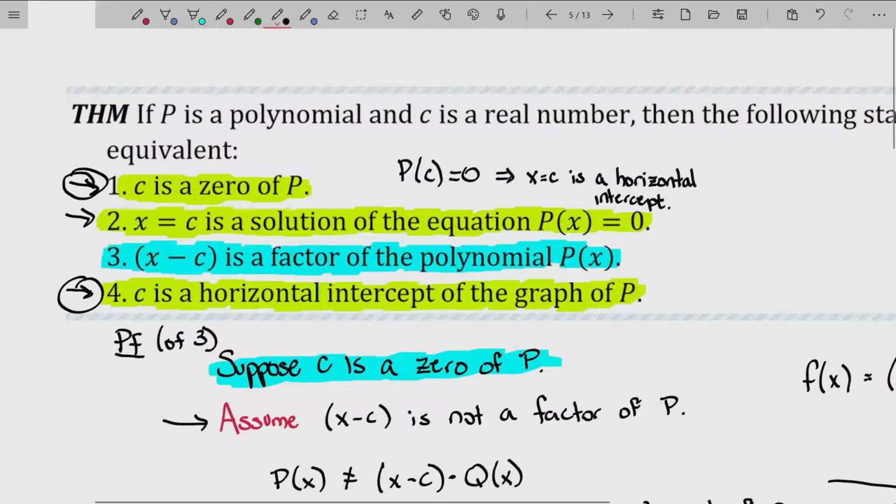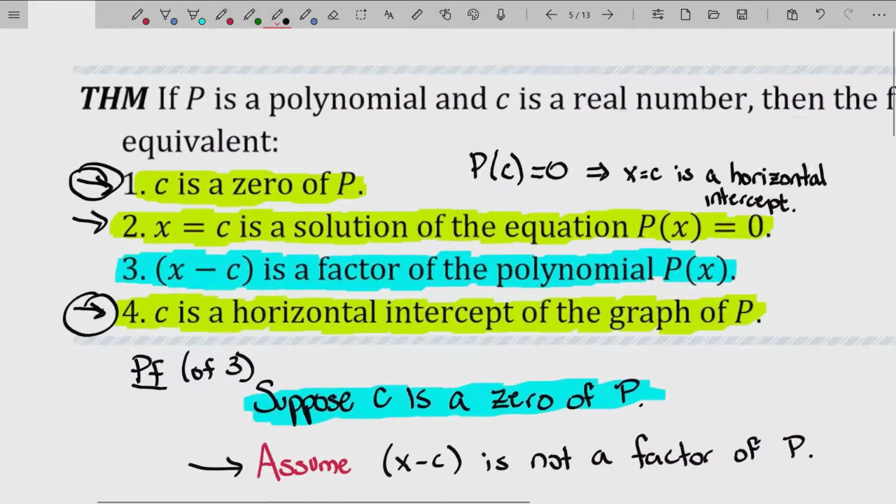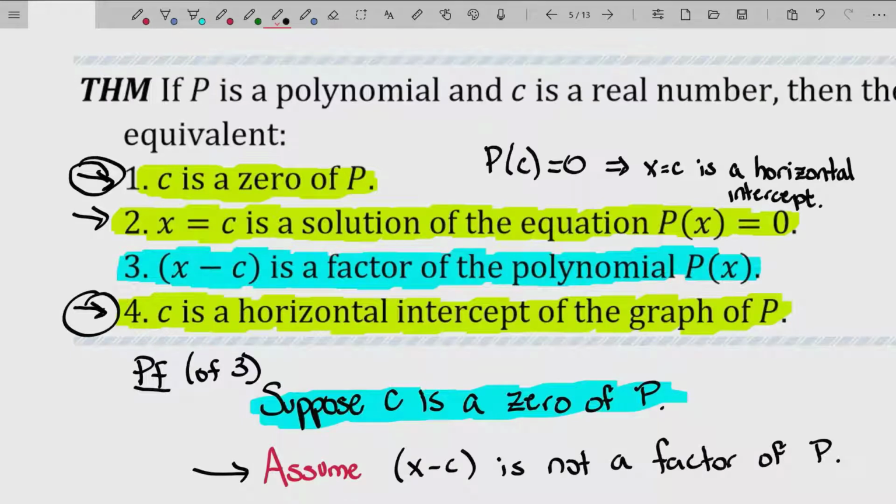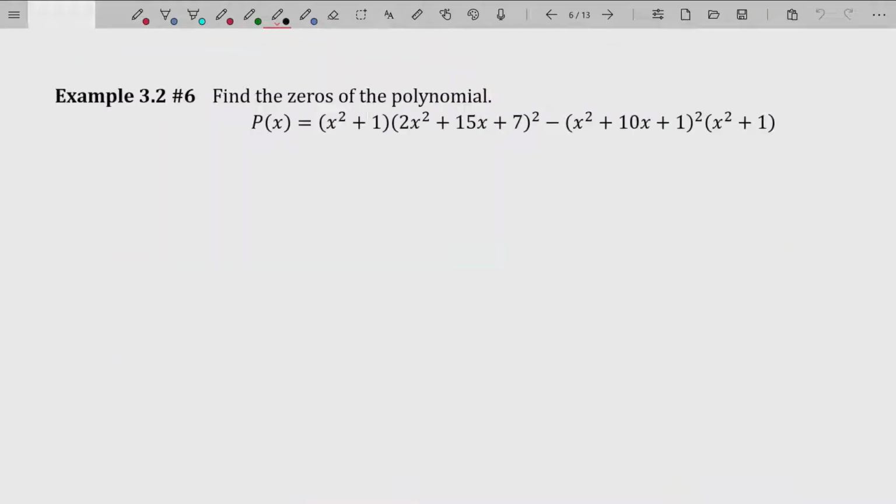Now, I do want to go back to the theorem itself, and just so we can see it in its glory there. So now we know these four conditions are basically all equivalent. If I tell you that I have a 0 at 5 for this polynomial, then you know x equals 5 is a solution of p of x equals 0. In other words, p of 5 is 0. You also know that x minus 5 is a factor. That's the most important, I think, of these qualities. And finally, you also know that x equals 5 is a horizontal intercept of the graph of the function. So all four of those are critically important, but that third one is super powerful.